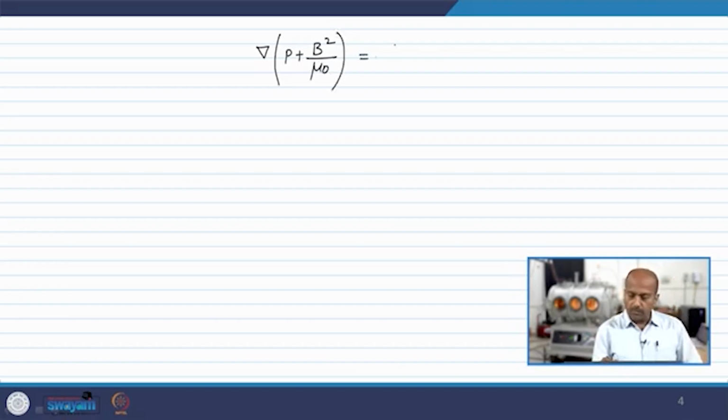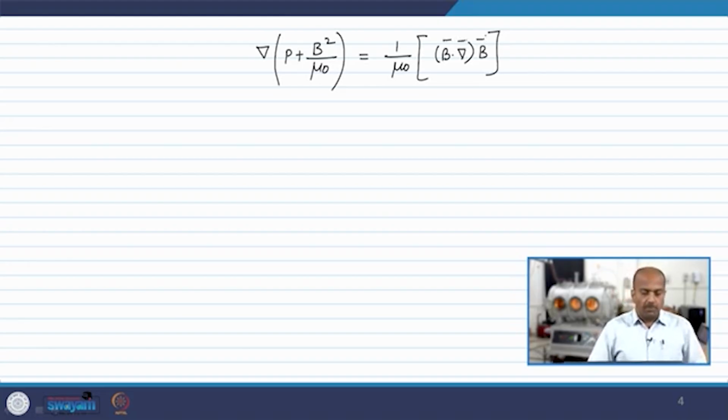We can simplify it further by writing grad of P plus B square by mu naught is equals to 1 by mu naught times B dot del times B.